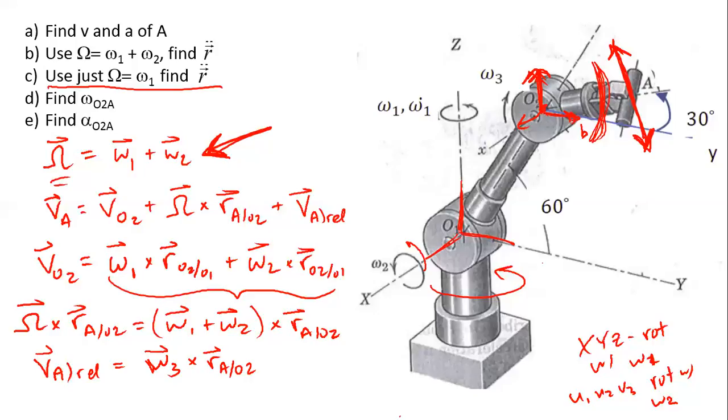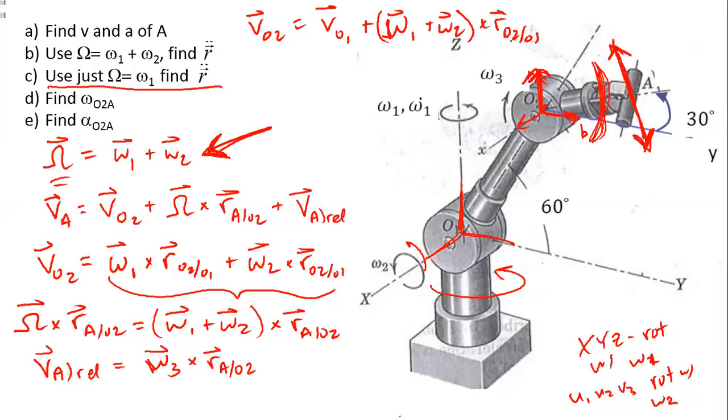So, questions there? Maybe I went through the VO2 one too fast, because you could even say that VO2 is equal to VO1 plus my omegas of that. And the omegas there are omega 1 plus omega 2. So I could have just added those together there, crossed into R of O2 with respect to O1.